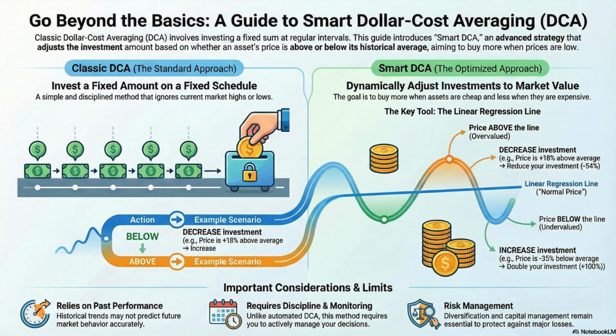But you know us. We don't like settling for average. Exactly. So our mission today is to dig into these documents you sent over and explore what happens when we upgrade that autopilot. We're diving into something called Smart DCA. It's an optimization strategy that's really designed to improve your entry points dramatically.